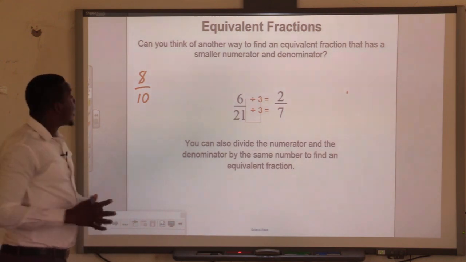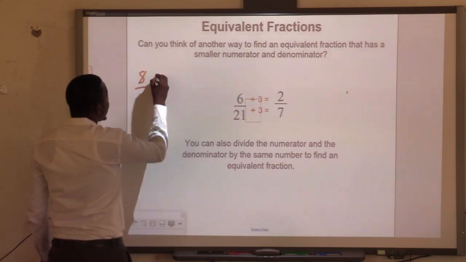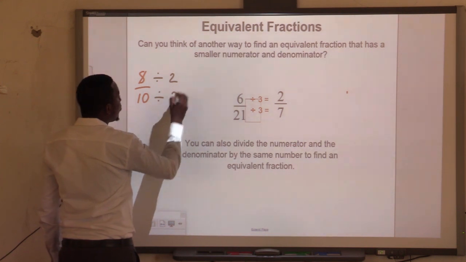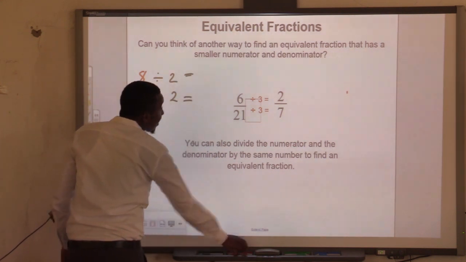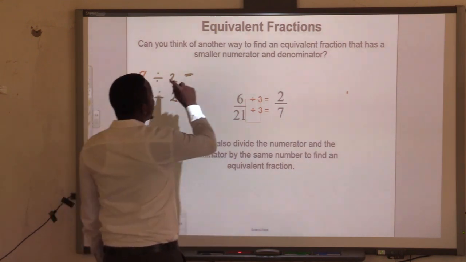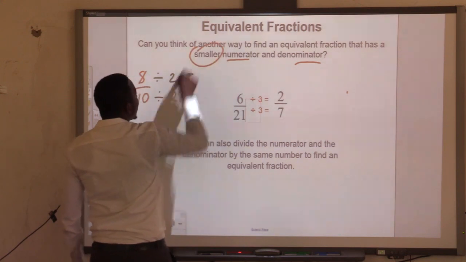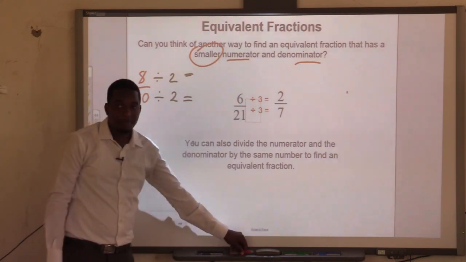2 can be divided through. So we are going to divide 8 by 2, and we're going to divide 10 by 2, and we're going to have another fraction that has a numerator and a denominator smaller than the numerator and the denominator that we have. That's what we are doing.